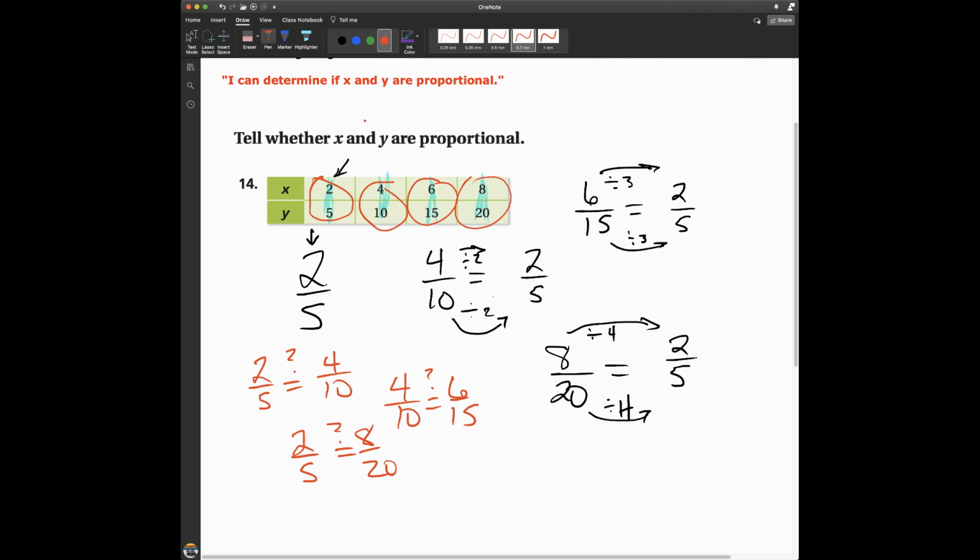Another fan favorite, for those that like calculators, in your calculator, what is 2 divided by 5? Well, it's 0.4. What is 4 divided by 10? It's 0.4. What's 6 divided by 15? It's 0.4. What's 8 divided by 20? It's 0.4. These are all equal as well. So that means that X and Y are proportional.